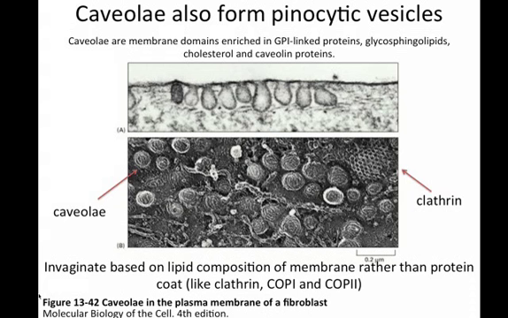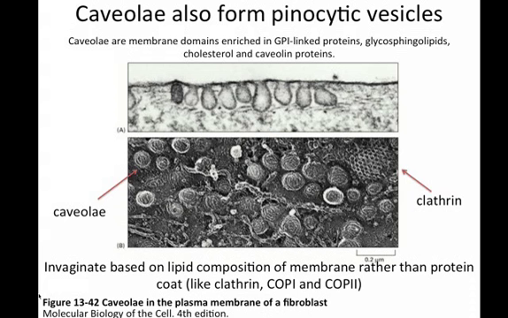And so they're membrane domains that are enriched in these GPI-linked proteins. What are GPI? Remember we talked about GPI anchors and GPI anchored proteins, and how a GPI anchored protein is added on in the ER. Remember that a little bit? These membrane domains are also rich in glycosphingolipids, cholesterol, and caveolin proteins.